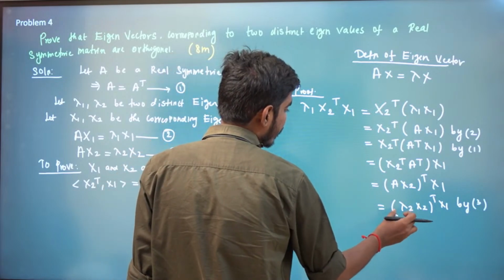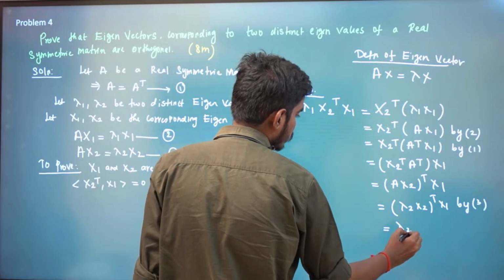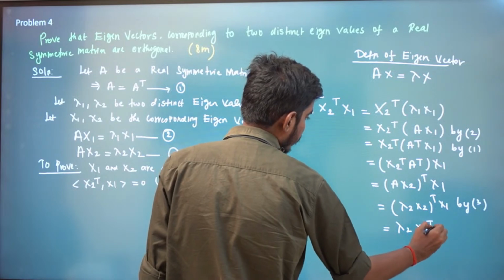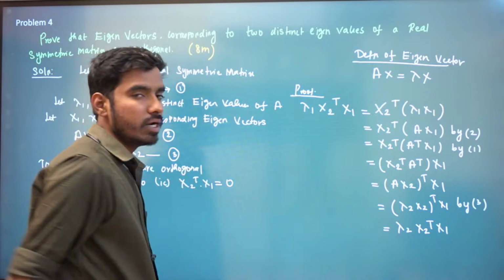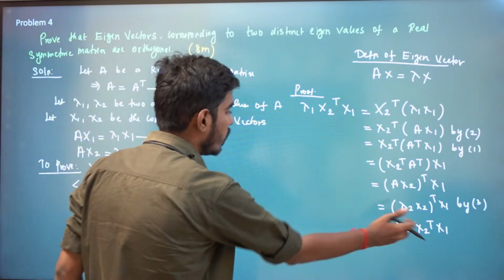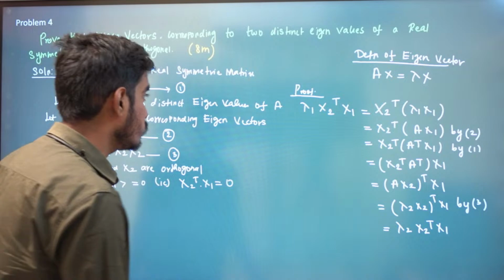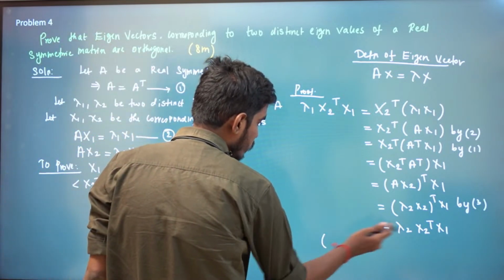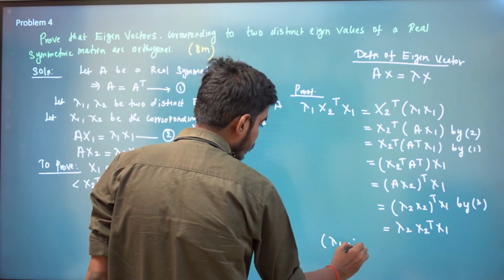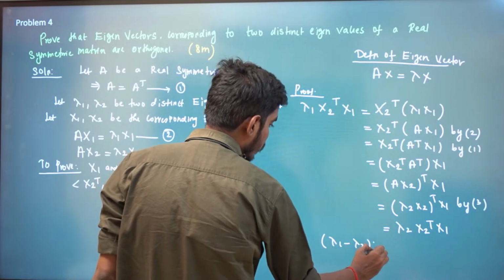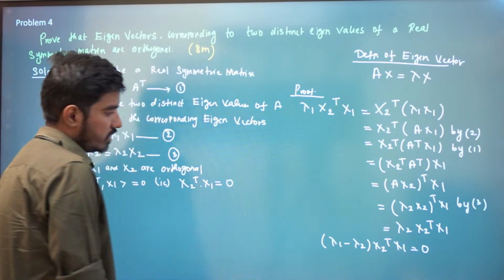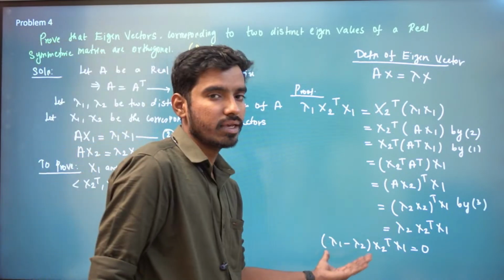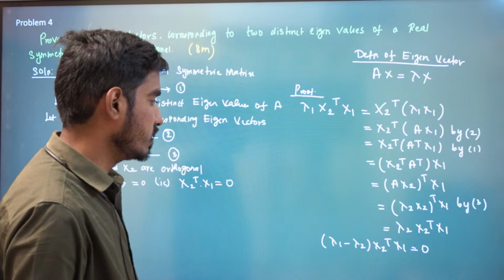Now this is a scalar, right? I can directly take this outside. So lambda 2 x2 transpose x1. I started with lambda 1 x2 transpose x1. I ended with lambda 2 x2 transpose x1. So you just bring this term here. I can write this as lambda 1 minus lambda 2, times x2 transpose x1, is equal to 0. Yes or no? You bring this term here and then you take x2 transpose x1 common.